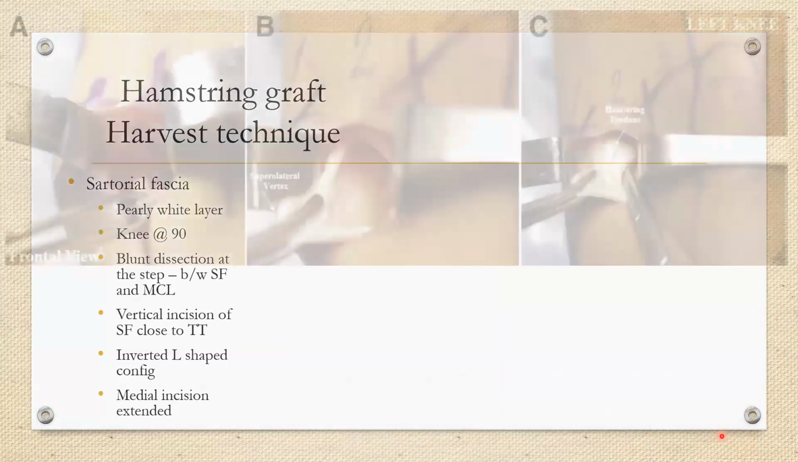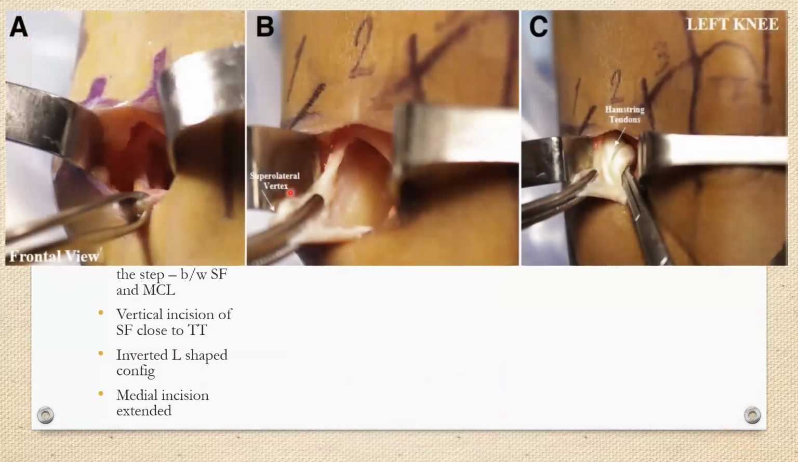Once that incision is completed, the dissection medially is extended along the course of the superior aspect of gracilis. So ultimately, this is the final incision of the sartorial fascia, from where the tip of the superolateral vertex is held, and the sartorial fascia can be reflected outward in open fashion. Under the sartorial fascia, you can see the hamstring tendons lying. As we know, the gracilis is the superior tendon, and the semitendinosus lies lower below.